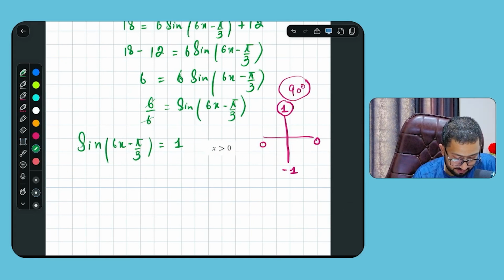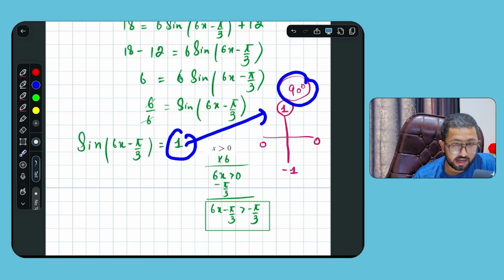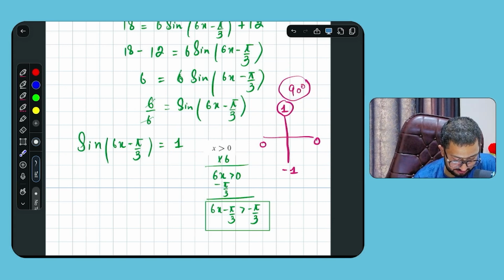As you can see, multiply with 6. So it will become 6x greater than 0 and subtract minus pi by 3. So 6x minus pi by 3 greater than minus pi by 3. Everyone knows that you have to make the same range actually. So at which angle will you get 1? At 90-degree angle. Perfect.